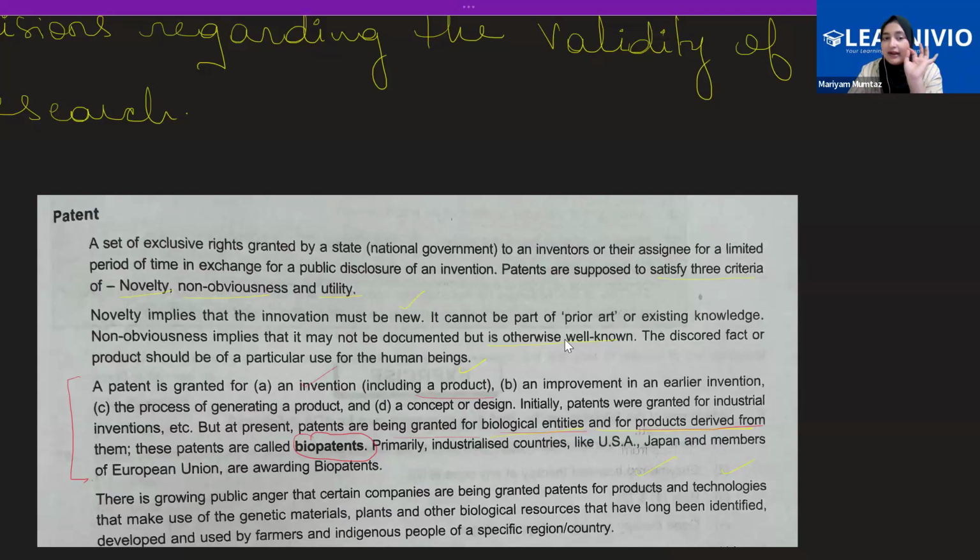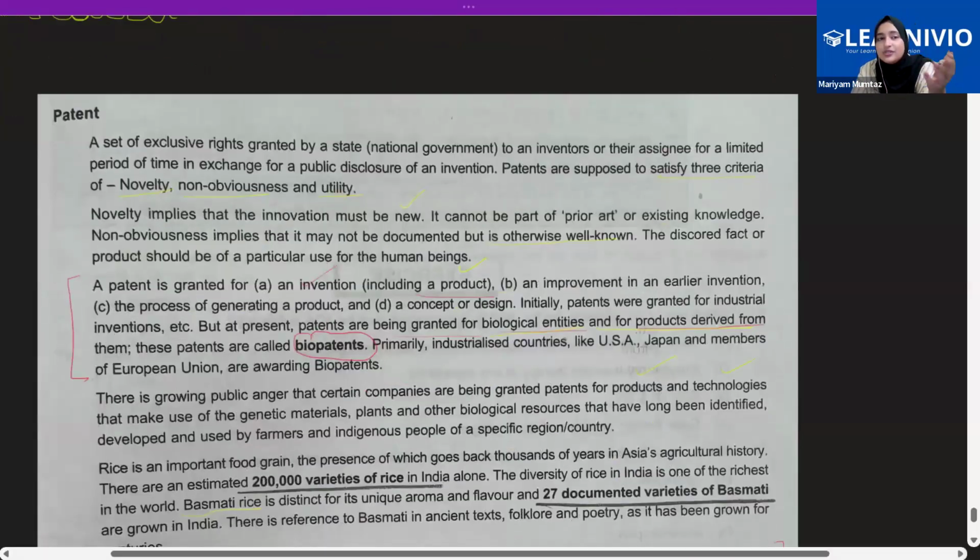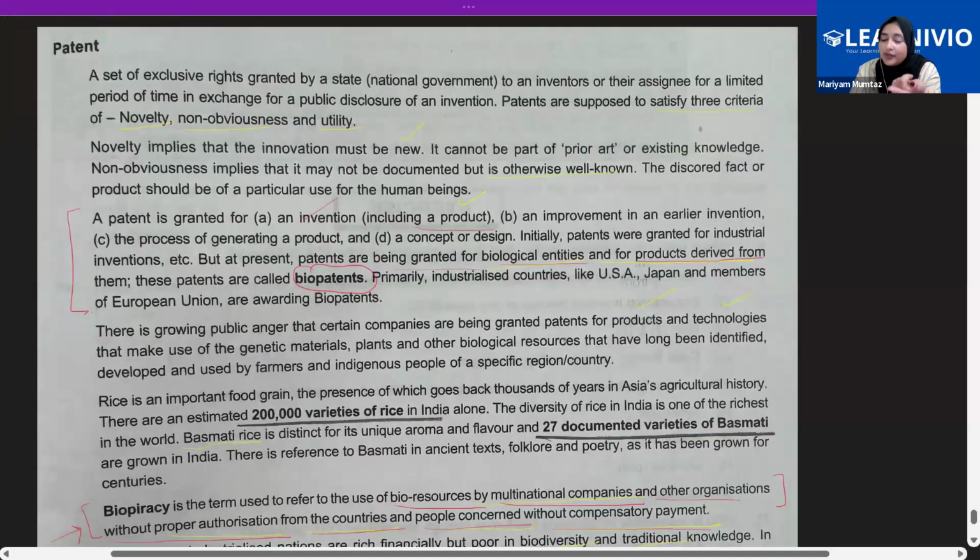A patent is a right which is offered by the national government to the inventor, for a limited period of time, in exchange for a public disclosure of an invention. Basically, when you're patenting something, if anyone else uses it, they have to take your permission.